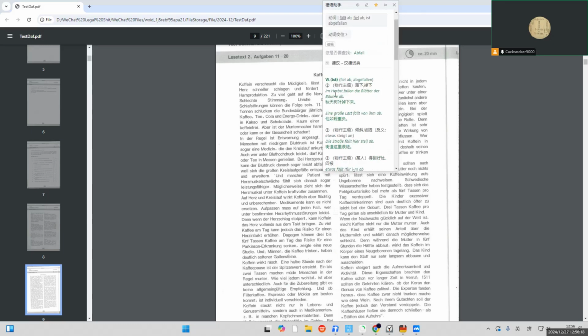Okay. Aufgehen, abfallen. Okay, it's falling from the tree, so the Blätter der Bäume ab. So basically, you can use genitive to say it's falling from something.